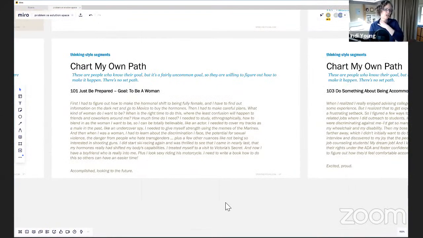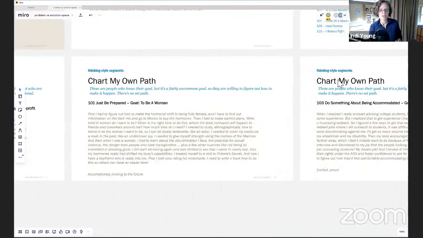One was changing from physical sex to another physical sex. And it was early days and the hormones weren't available, the process wasn't done, so they were trying to figure it out on their own. So that's the idea of chart my own path.